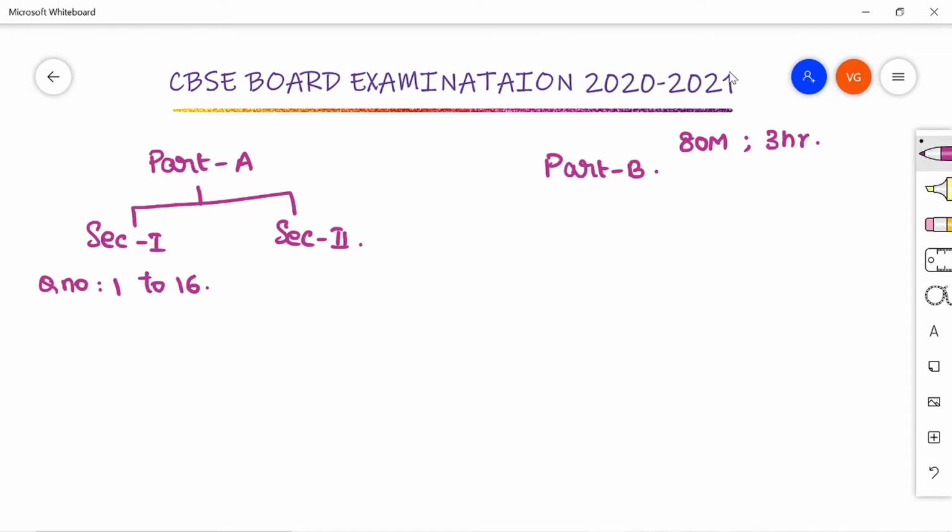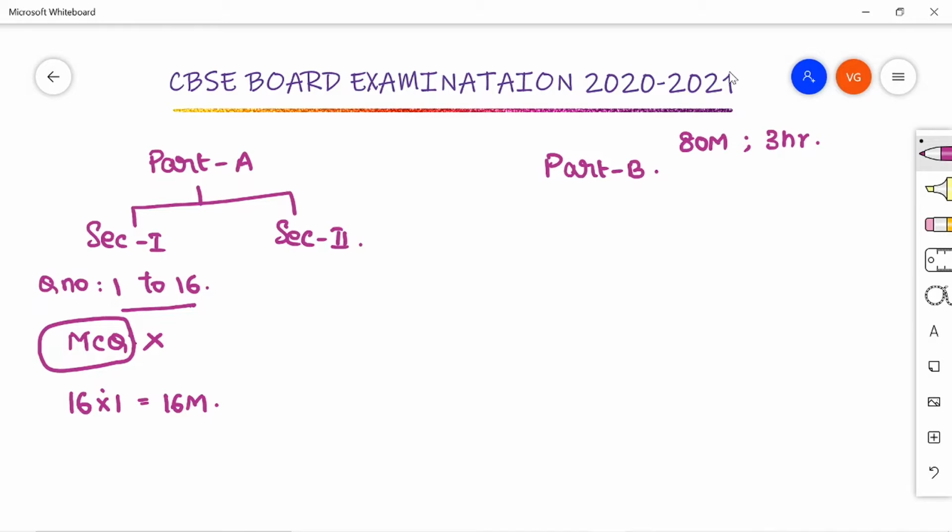If you see the basic math question paper, all these 16 questions are MCQs. But in the standard question paper, these are not MCQs. So you need to give a proper explanation for that 1 mark here. So totally 16 questions in section 1, each has 1 mark, so 16 marks for section 1.